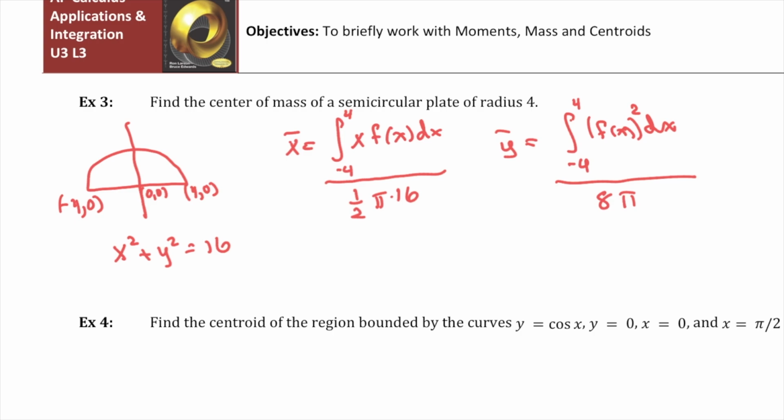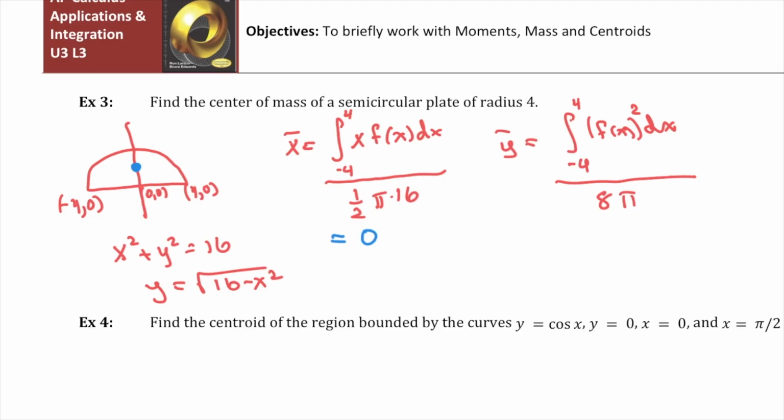Now, let's look more closely. If we let f of x be y equals the square root of 16 minus x squared, we can substitute those values in for our f of x equations. But we are going to be a little bit more clever than that. We know that we must be on the y-axis because this is a symmetrical picture. And if you know you have to be on the y-axis, then you already know what your x bar is going to be, and that is equal to 0.